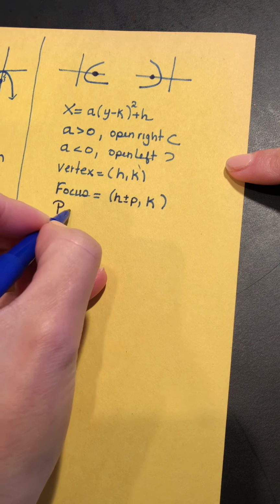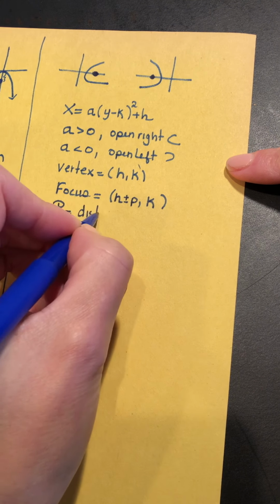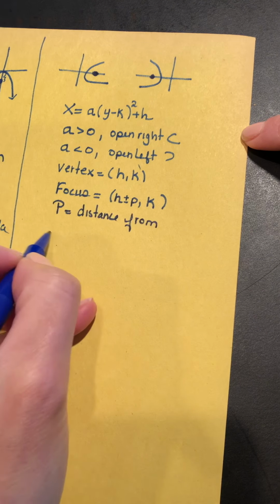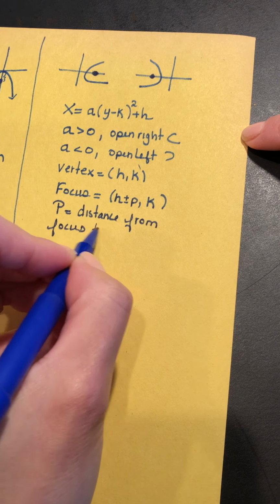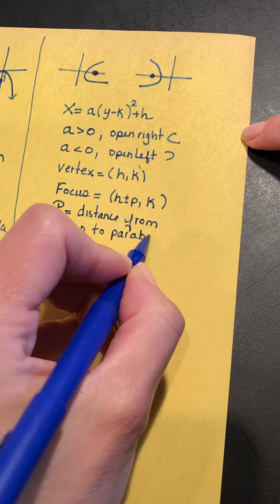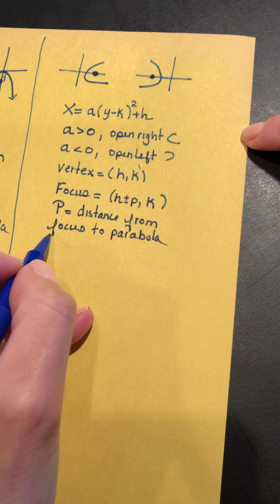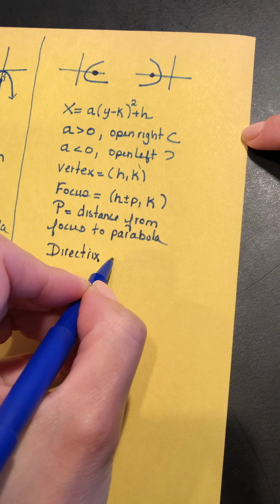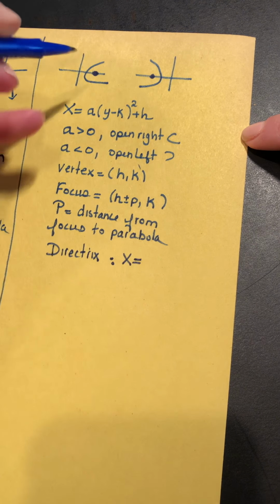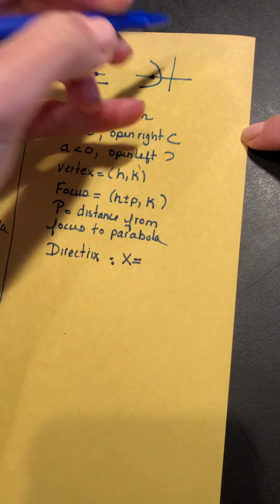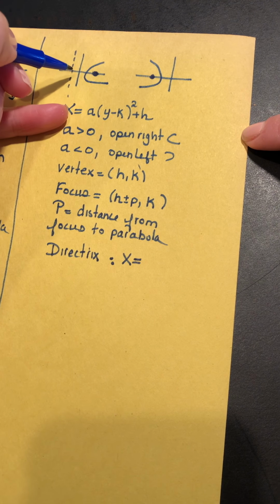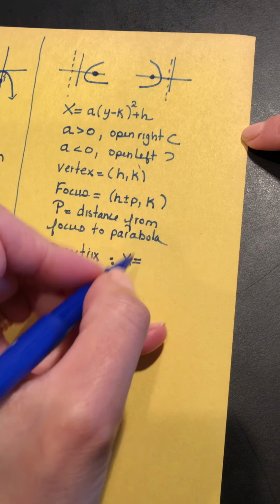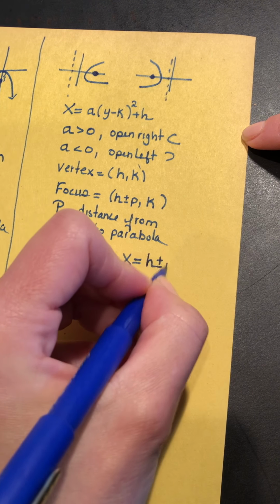Again, p is the distance from the focus to the parabola. Okay, again, the directrix, this time it's going to be x equals, right, because it's going to be a vertical line either to the left or to the right. And again, I'm not drawing this to scale, of the parabola. And so that's going to be h plus or minus p.